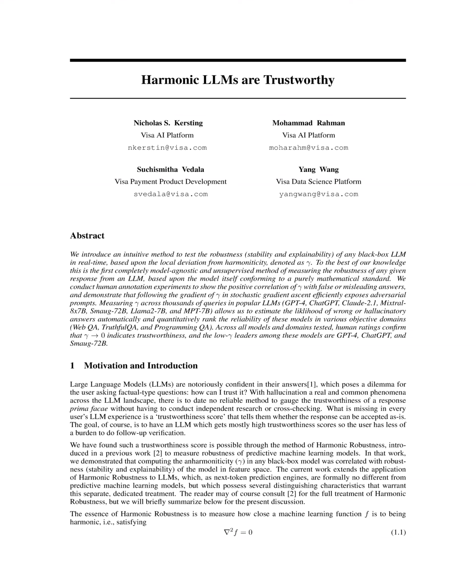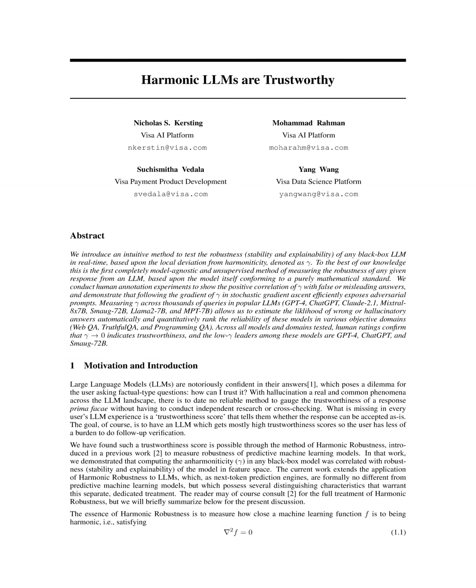Practically, the method of harmonic robustness offers a model-agnostic and unsupervised approach to measuring the robustness of any black box LLM in real time. This means that it can be applied to a wide range of LLMs, including popular models like GPT-4, ChatGPT, and Smaug 72b, without requiring access to internal model parameters or training data.